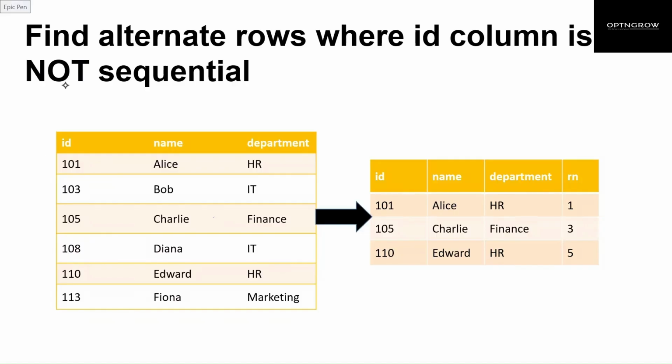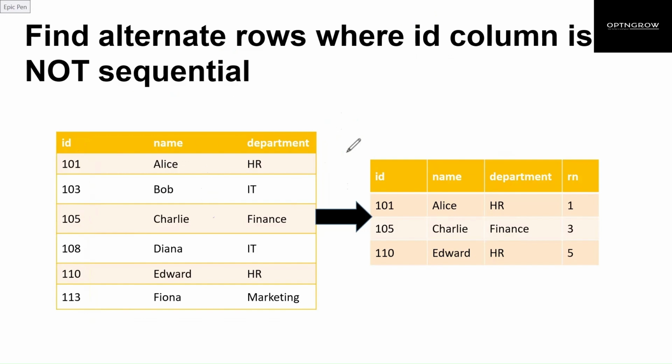Now again, in the second variation, we have to find the alternate rows, but this time we do not have any ID column which is sequential. You can see over here that we have the ID column this time also, but the ID column is not sequential. So how are we going to solve this? Again, the solution is very simple for this question, but I have seen a lot of times students fail to answer such simple questions because of lack of practice. So why don't you pause the video and think of the solution by yourself before you continue watching the solution?